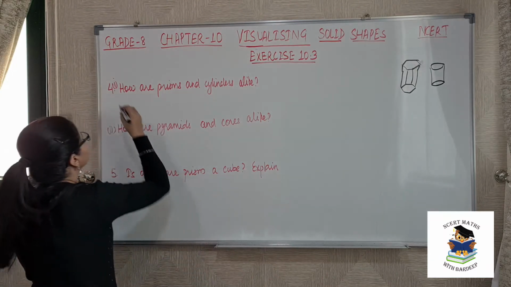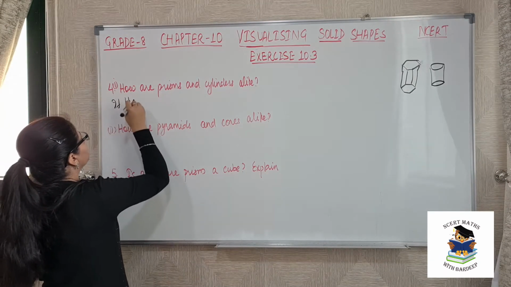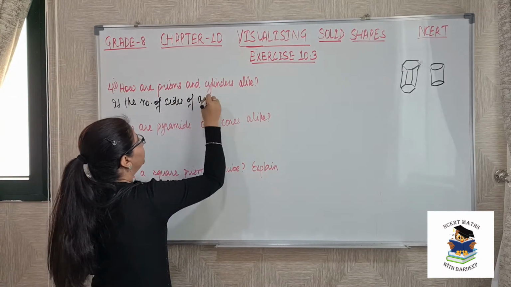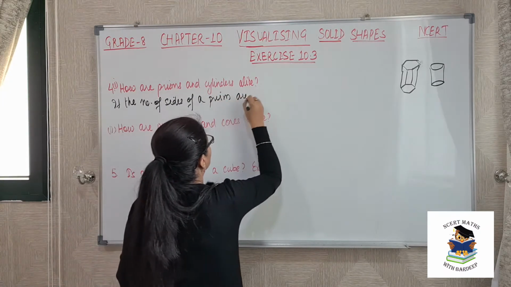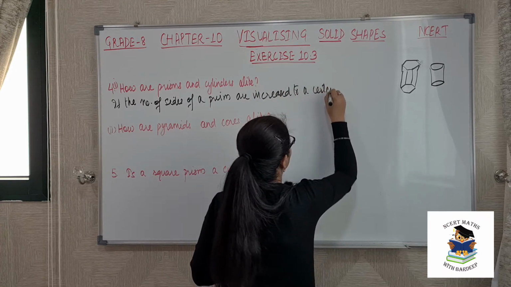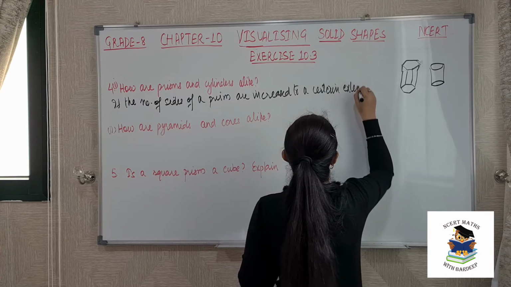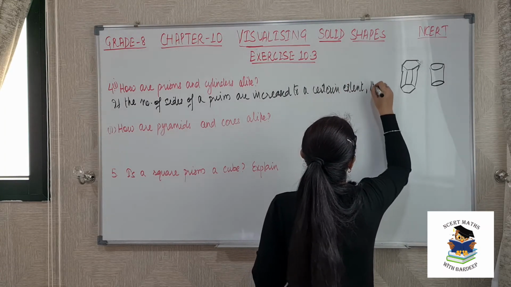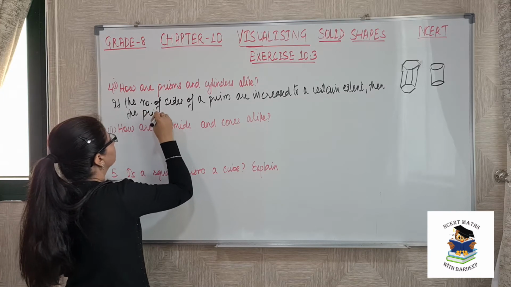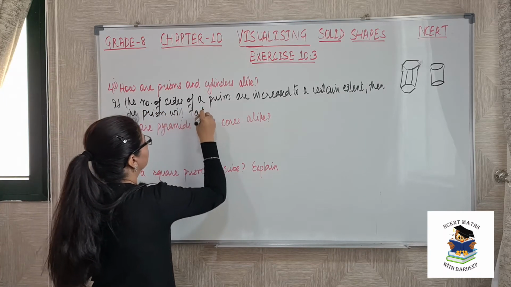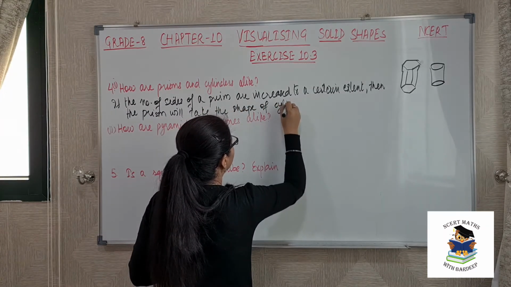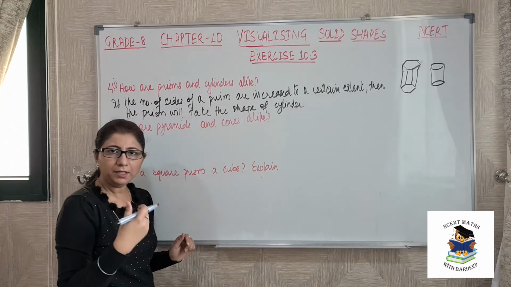So what should we write? If the number of sides of a prism are increased to a certain extent, then the prism will take the shape of a cylinder, because the more the number of sides, the more circular the shape will be.